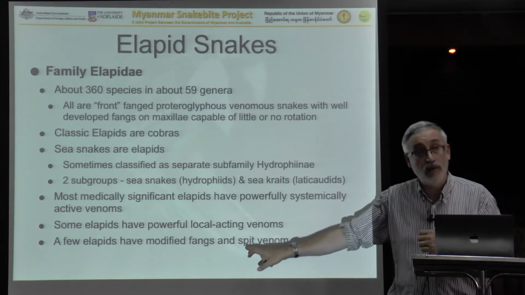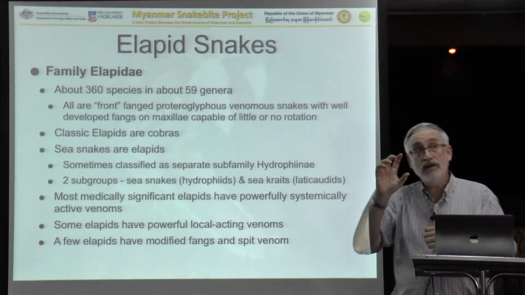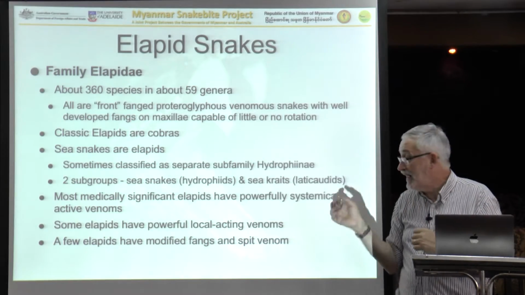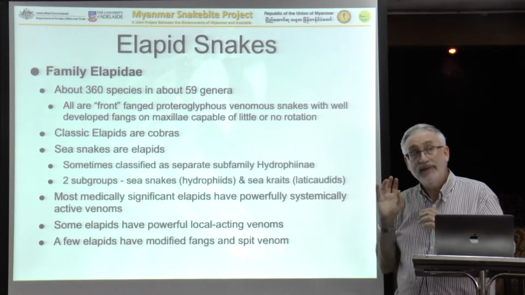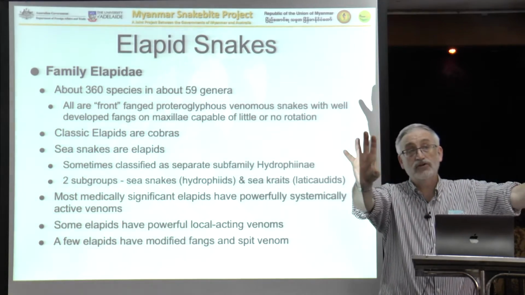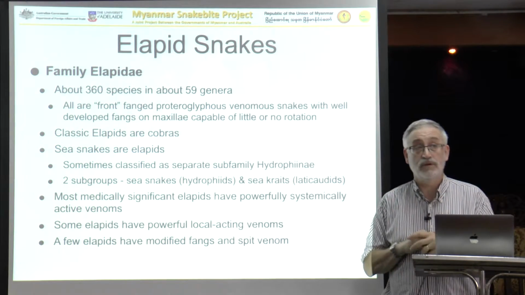There are a few cobras, and only amongst the cobras, that have modified their fangs so that the exit point at the tip of the fang faces forward. And they can squirt venom out over a 2 to 5 metre distance. They are the spitting cobras.